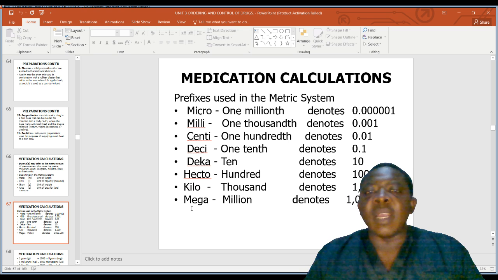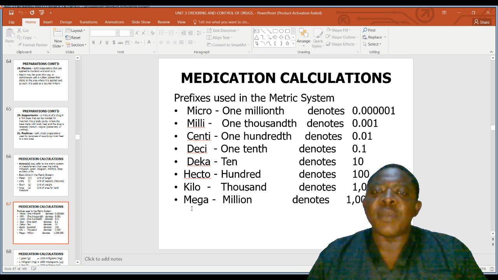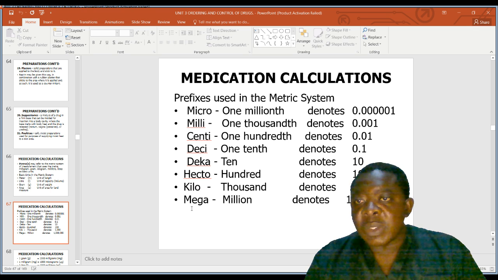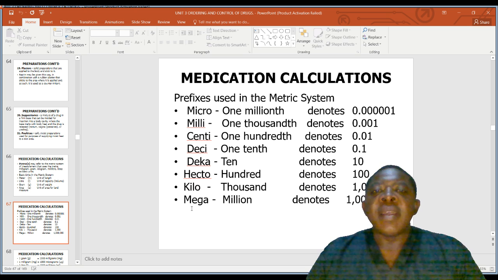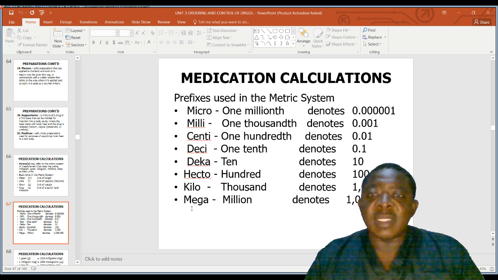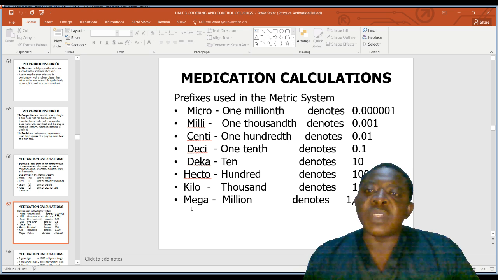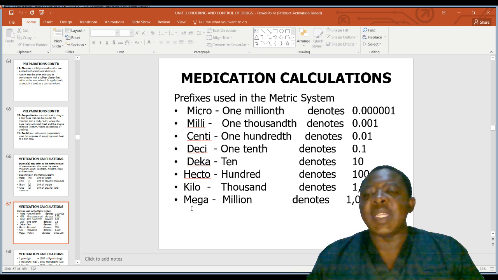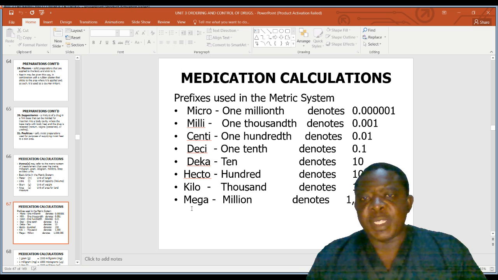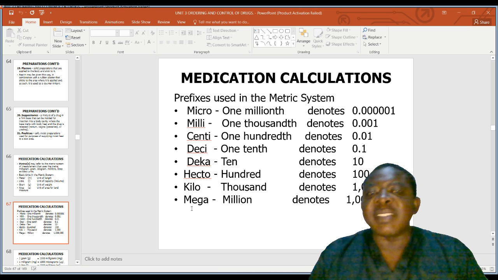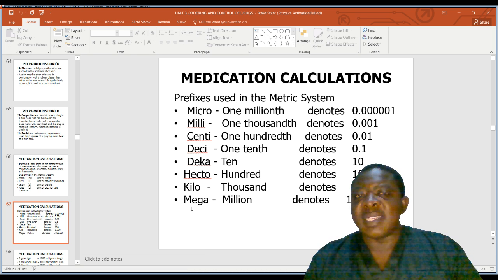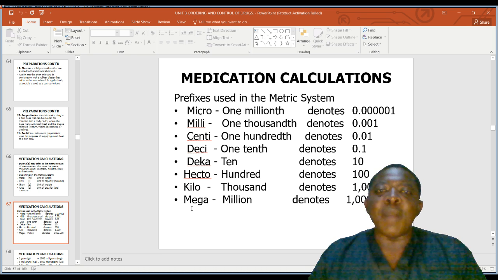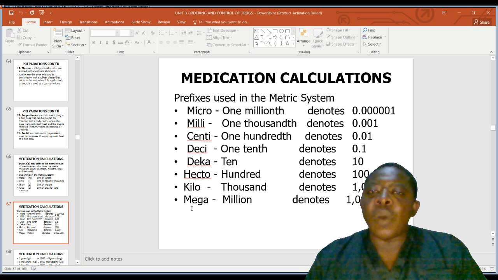The prefixes used in the metric system should also be noted because mostly those are the ones that are used. So micro, we are talking of one millionth, which denotes 0.000001. Then milli, that is one thousandth, and it denotes those number of zeros. These are very important when you're calculating and when you want to convert a figure, if they are not in the same unit. Then we have centi, that is one hundredth. So it's important: micro one millionth, milli one thousandth, and centi one hundredth.